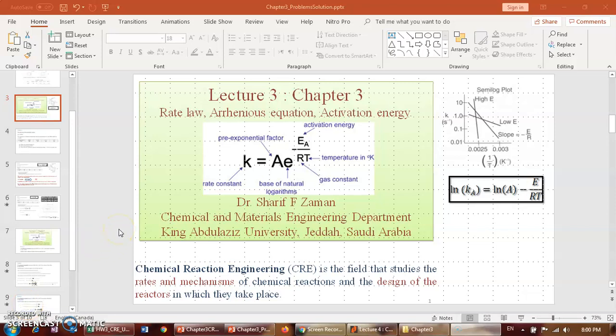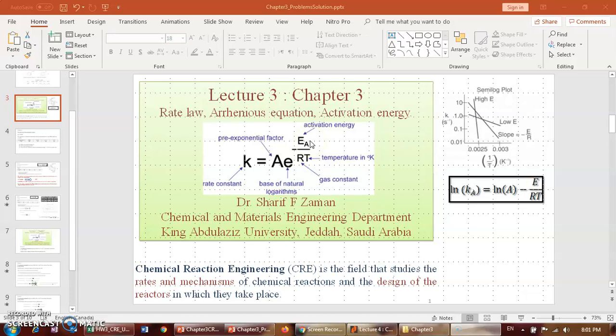Okay, so in this problem, we will again learn how to use the Arrhenius equation to find the value of A, the frequency factor, and the value of EA, that is the activation energy. You can see on the screen the famous Arrhenius equation, that is k equal to A into e to the power minus EA by RT. Here A is the frequency factor and EA is the activation energy.